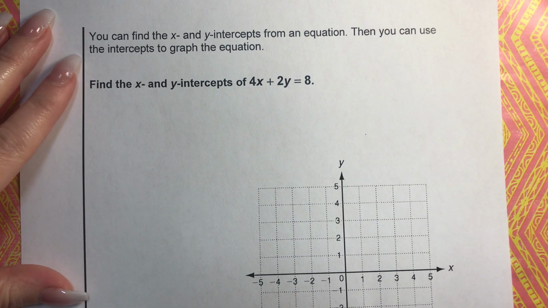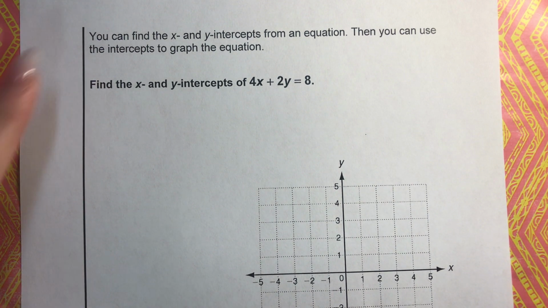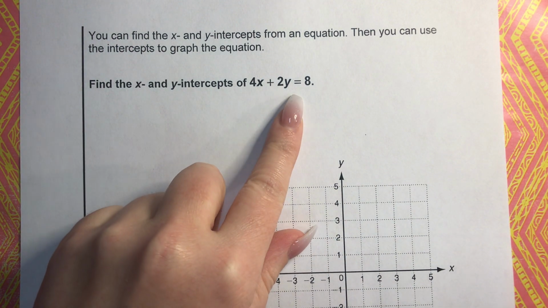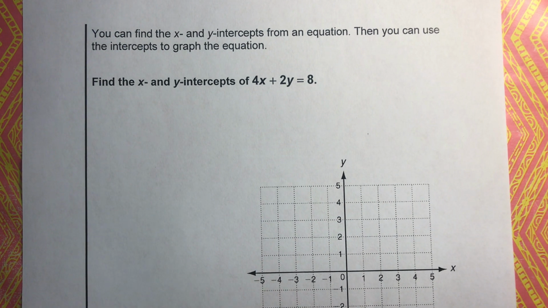You can find the x and y-intercepts from an equation. Then you can use the intercepts to graph the equation. So that's what we're going to do. We're going to find the x and the y-intercepts using this equation, and once we have those, we're going to go ahead and graph our equation using the intercepts. All right, let's go ahead and get started.